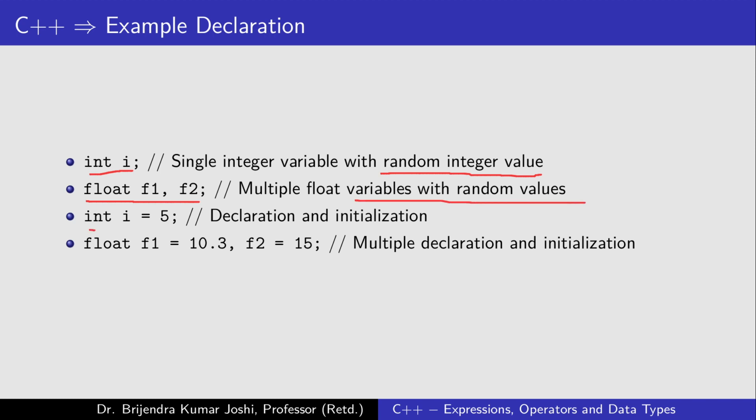Now here what we can do is, at the time of declaration, we can assign a particular value. We call it initialization, so initial value. So we can declare as well as assign a value to a variable. We can assign values to more than one variable in the same statement. So here f1 and f2 have been declared to be of type float with initial values 10.3 and 15 respectively.